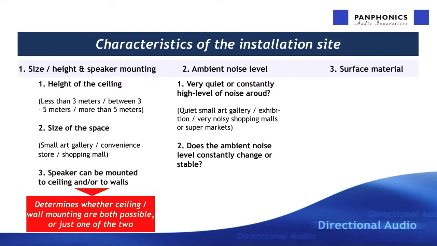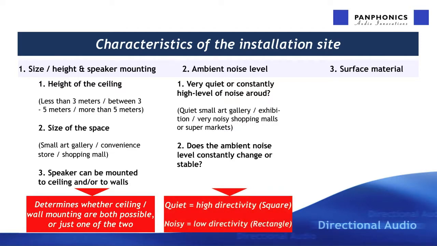However, in quiet places with less ambient noise, such as museums, you need to be careful to minimize the bleeding of the sound. For this reason, we highly recommend square speaker panels whenever installable, since square speaker panels have the highest directivity to all directions.